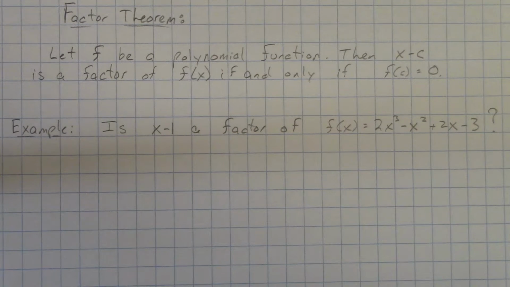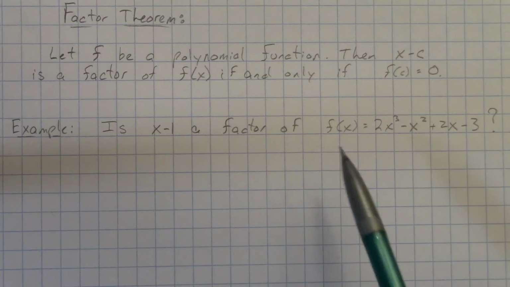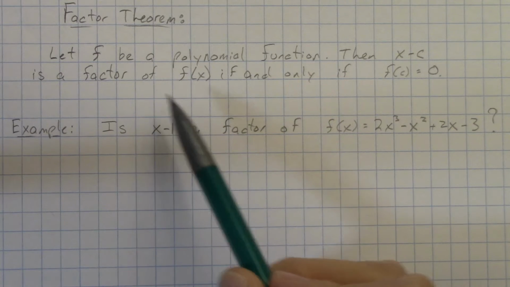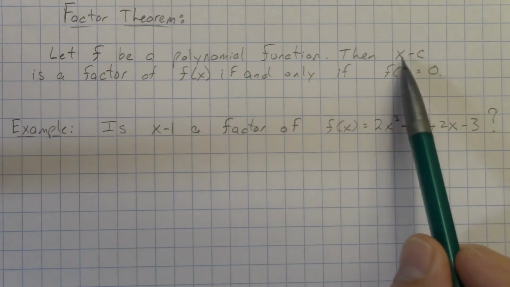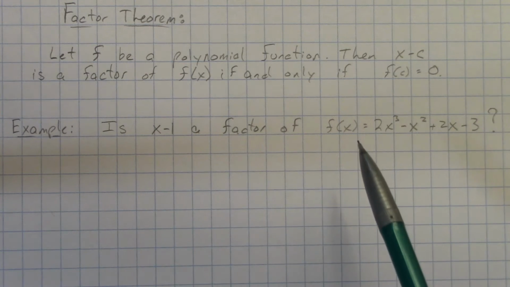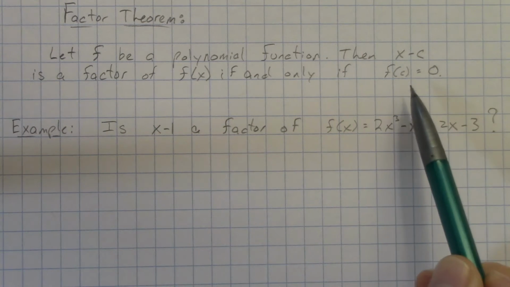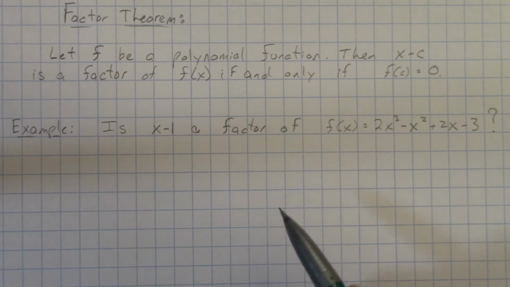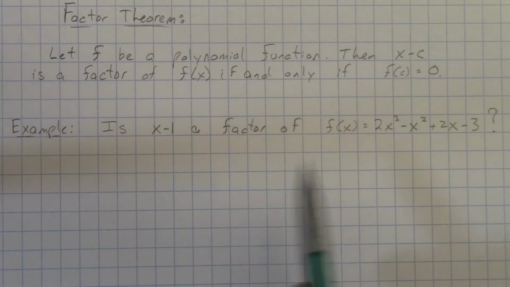Alright, so the factor theorem says let f be a polynomial function, then x minus c is a factor of f of x if and only if f of c equals 0. Alright, so that's actually kind of two statements. If f of x has a factor of x minus c, then we know f of c equals 0. And then the reverse would be true. If f of c equals 0, then x minus c is a factor. So we'll kind of look at both of those things in this example we have.